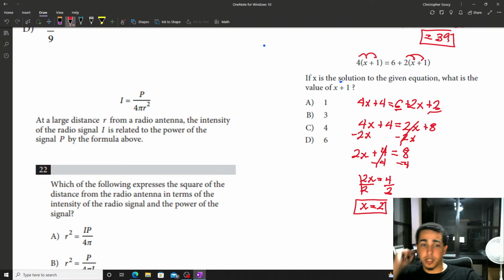So notice that the question is not asking for what is x equal to. It's asking for what is x plus 1. So all we have to do is add 1 to the value we got for x. 2 plus 1 is 3. So we get that B is our answer for this question.